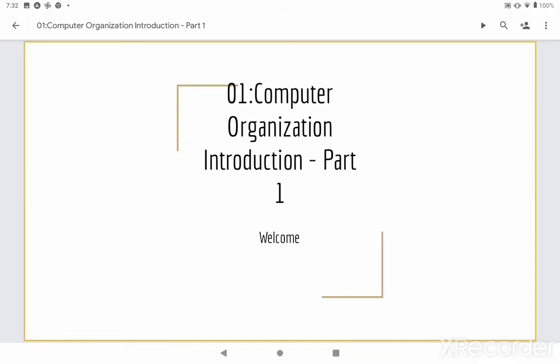Let us start our first chapter, Computer Organization Introduction, Part 1.